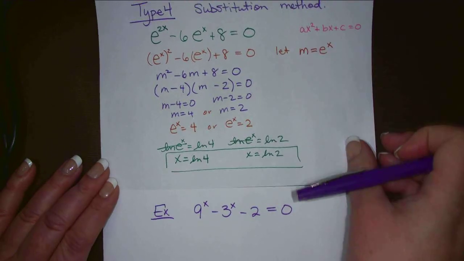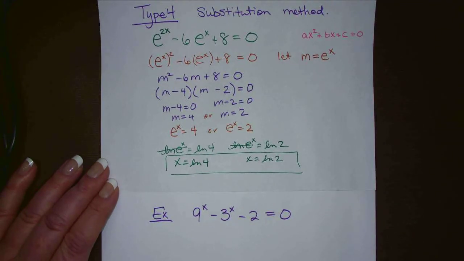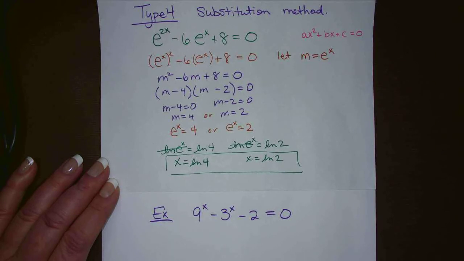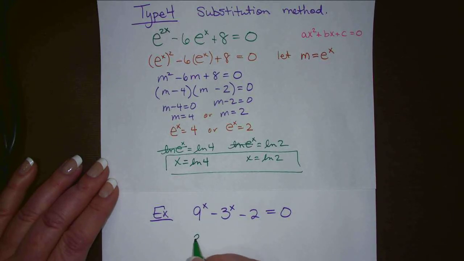Okay, so we're going to do the exact same method here as the last one, but it's not as obvious because this time we've got a 9 to the power x and a 3 to the power x. They don't look the same. But what is 9? 3 squared. So there is a 3 squared and a 3. So let's rewrite that first. 9 is 3 squared, so 9 to the x is 3 to the 2x.